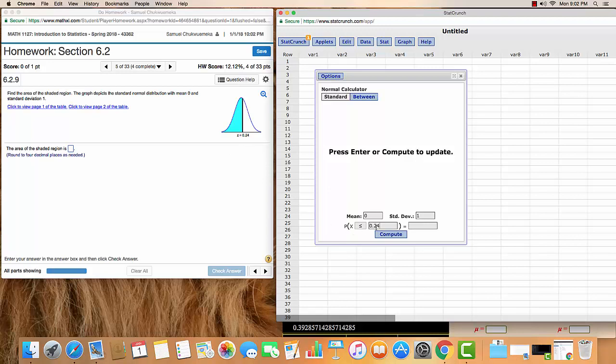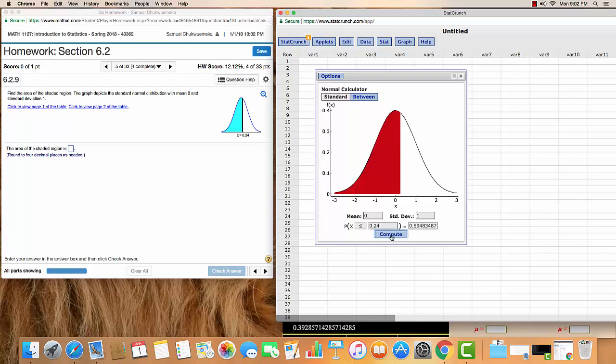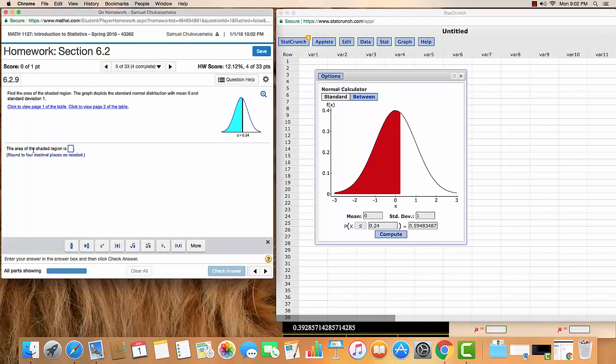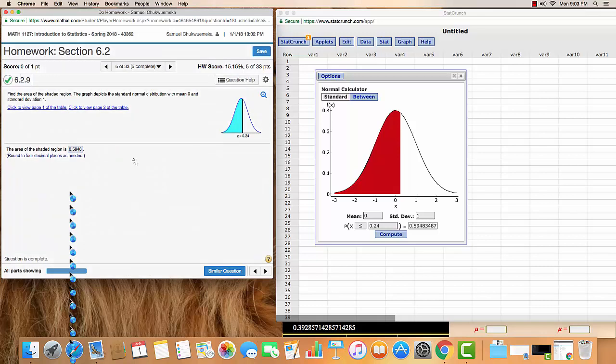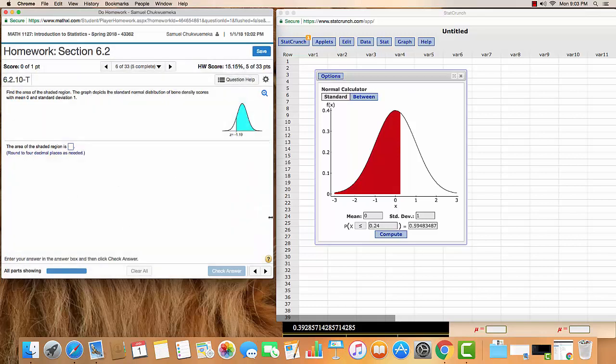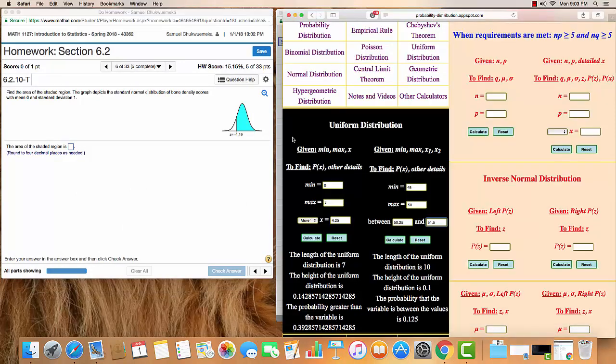So you just put in this and press compute or tap the enter key. Okay. So to 4 decimal places, the probability or the area of the shaded region is 0.5948. Okay. My calculator is next. With my calculator, just go to normal distribution.